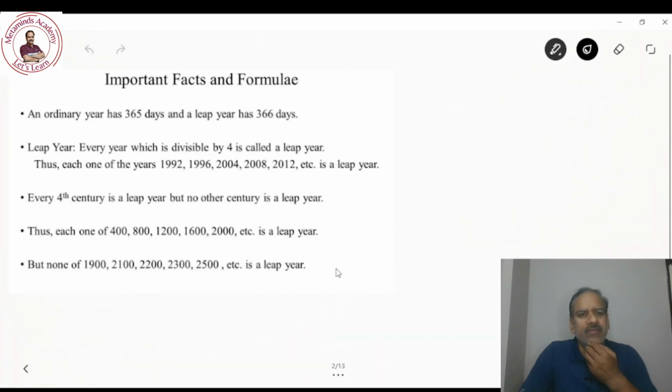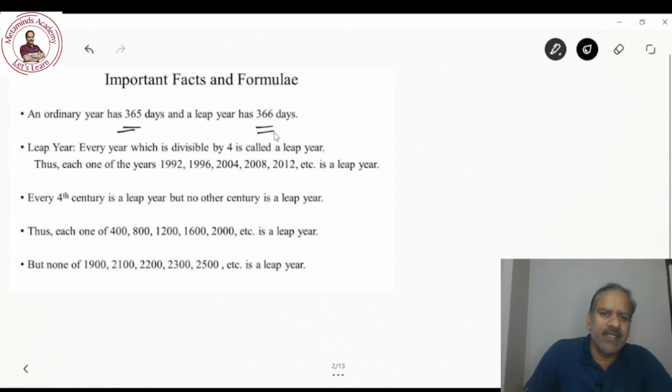So coming to some important facts and formulas in calendars. An ordinary year has 365 days. A leap year has 366 days. So how do you find whether a given year is a leap year? You divide it by 4. If it is divisible, then it is a leap year. Otherwise, it is not a leap year. It is an ordinary year. But you have a small condition here.